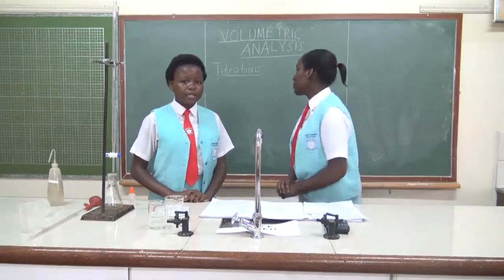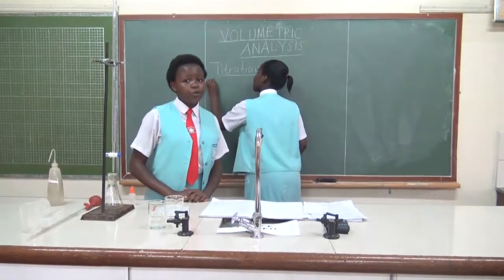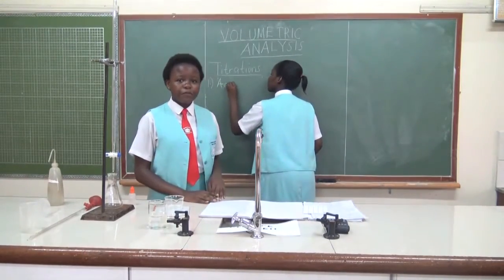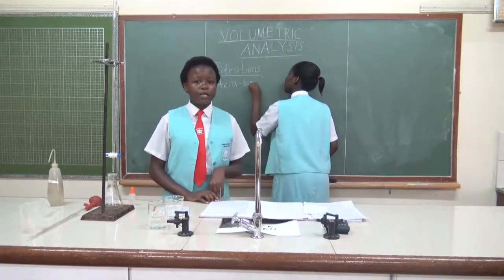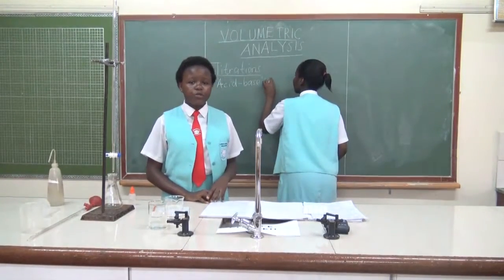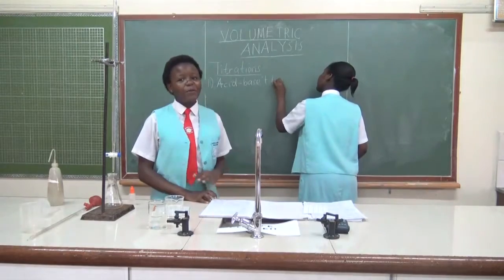Today we're going to learn about volumetric analysis, also known as titration. The first titration we're going to do is an acid-base titration where neutralization is going to take place. As you remember from the Form 2 syllabus, neutralization occurs when an acid and a base react to produce salt and water.